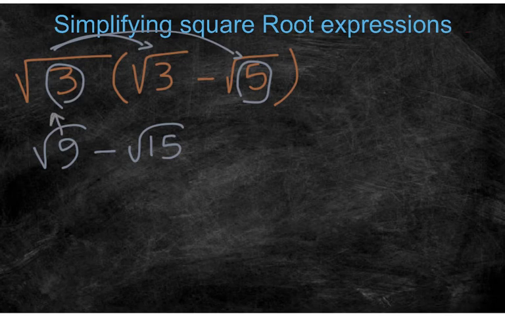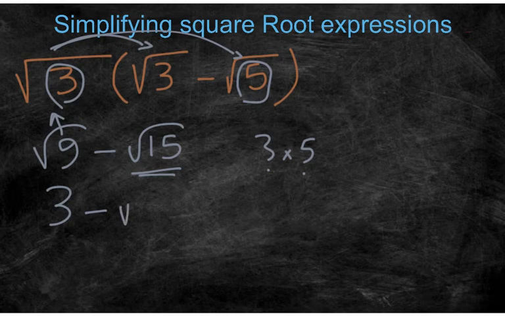Square root 9 is 3. So it will be 3 minus square root 15. 15 is not a perfect square, and we can't write it as a product of a perfect square and another number. We just write 3 times 5. 3 is not perfect, 5 also is not perfect. So we will put it as square root 15. This is the simplest expression.